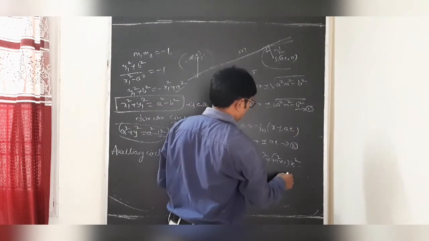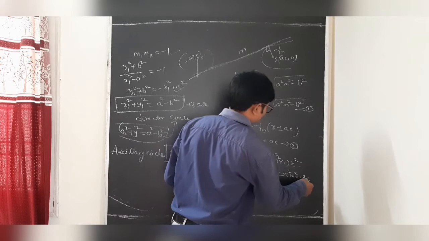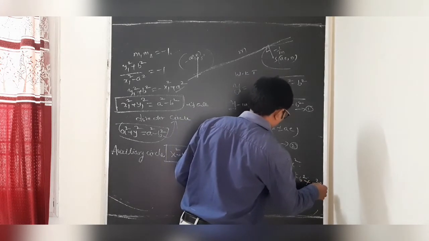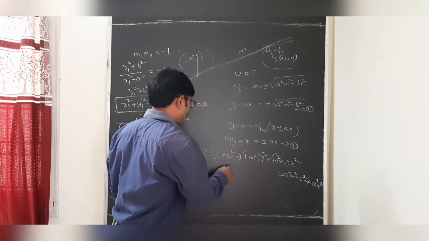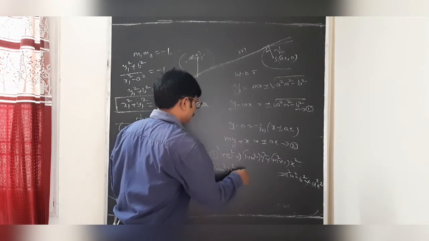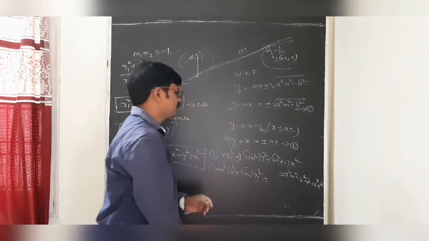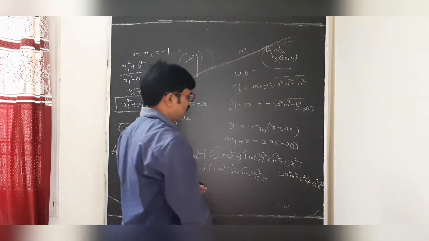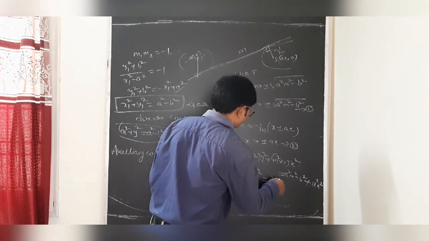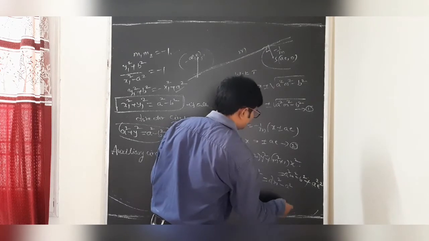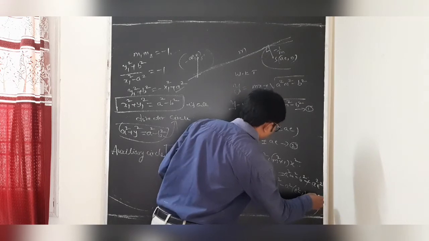Here a square m square minus b square. This is a square e square. Dear students, what do we observe? 1 plus m square into x square plus 1 plus m square into y square. Here we observe the minus b square form is a square m square minus b square, which is a square into e square minus 1, that is a square e square.